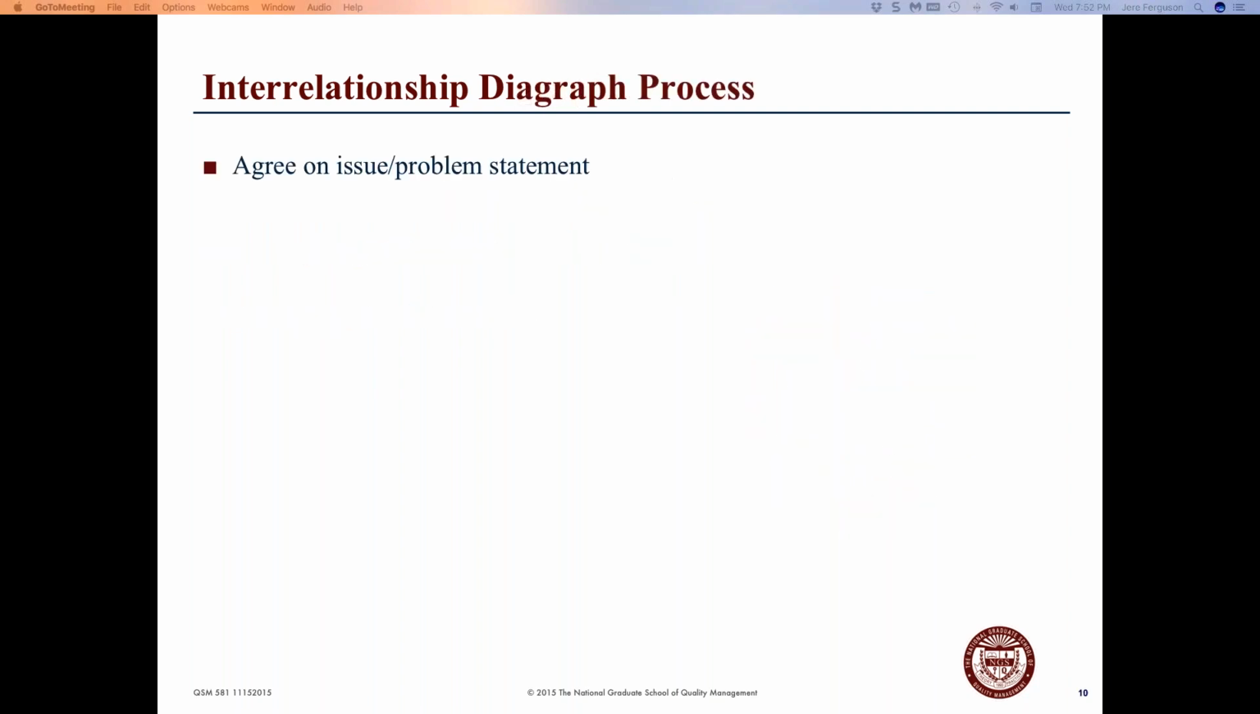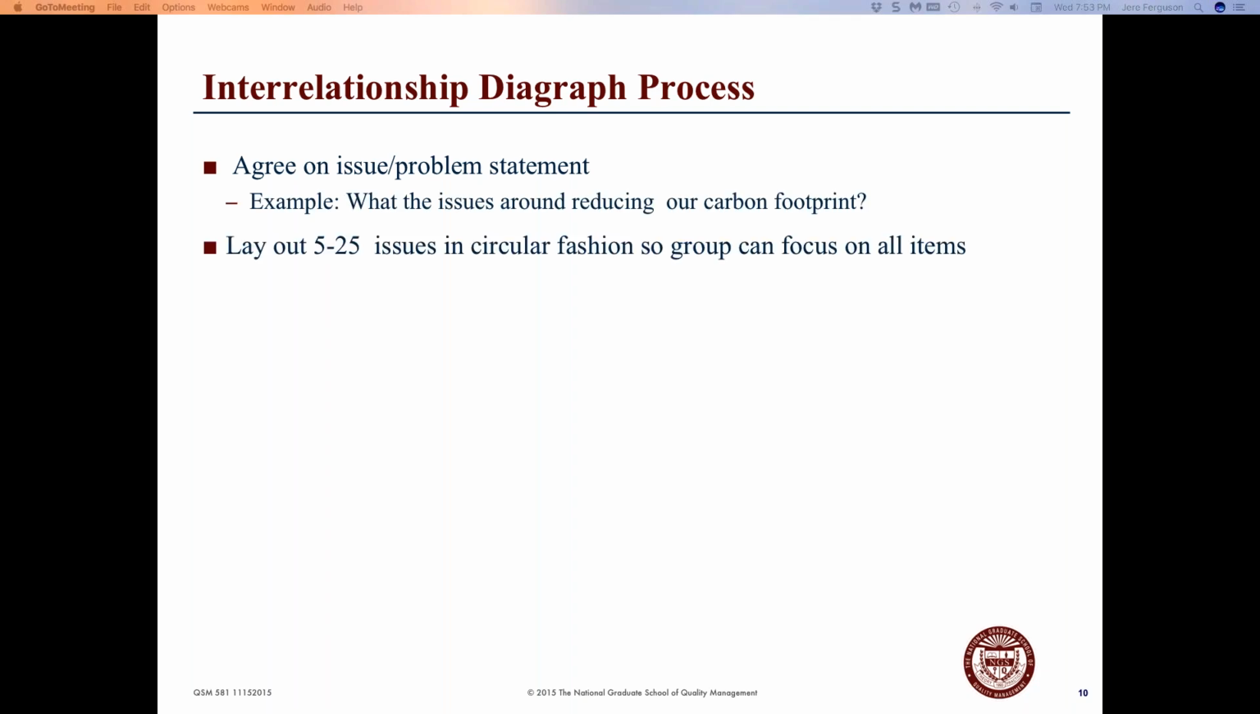All right. So an interrelationship diagram process agrees on issues and problem statements. If you're trying to figure out a problem statement, the group that's looking at it has to basically agree what the problem or the issue is, because you need to be able to define it. So you have to agree that there is a problem and what the problem is.